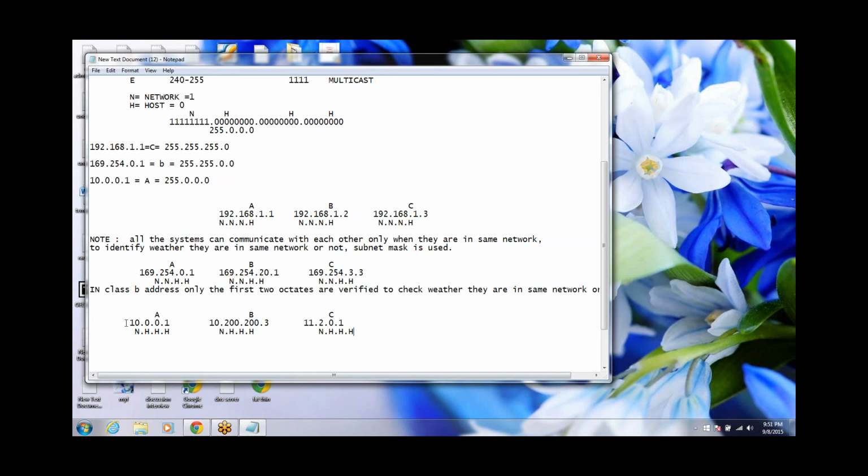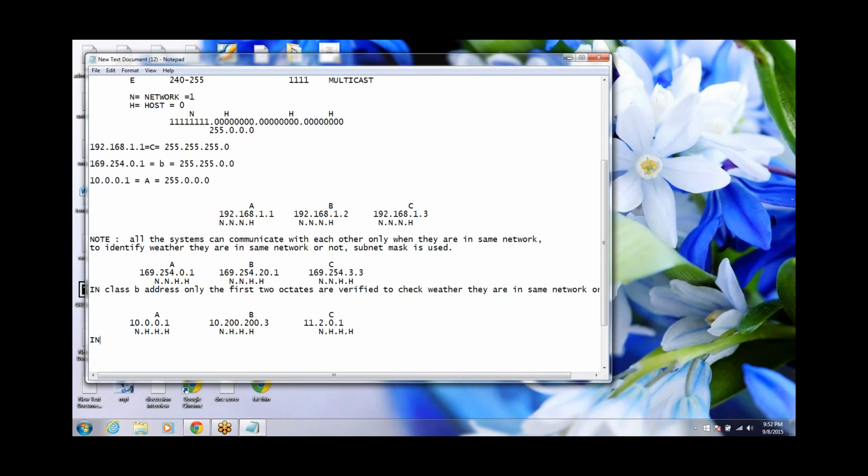Between A and B, you can see 10 and 10. They are the same. What do you mean by this? They can communicate with each other. But when you verify between B and C, in B we have 10, but in C we have 11. What do you mean by this? They cannot communicate with each other. So A and B can communicate with each other, B and C cannot. Why? Because B and C fall into different networks.